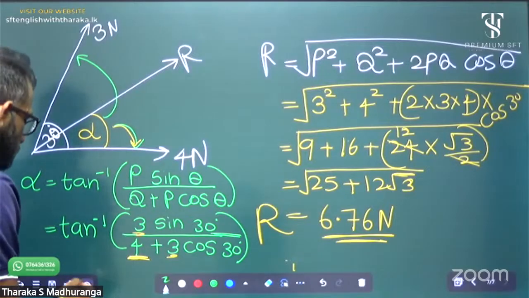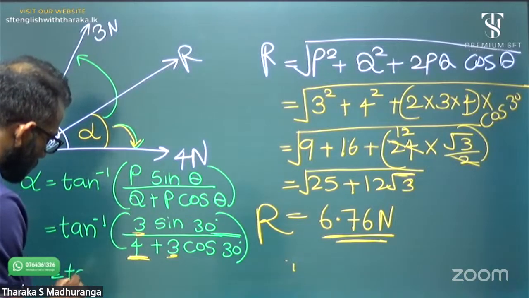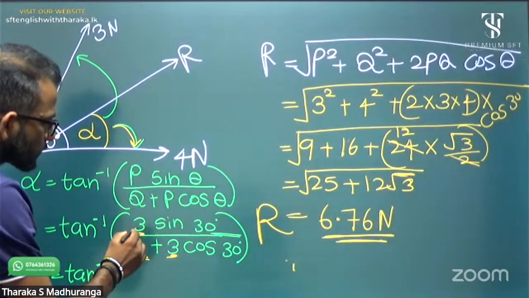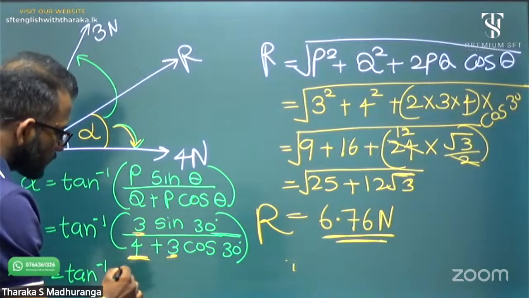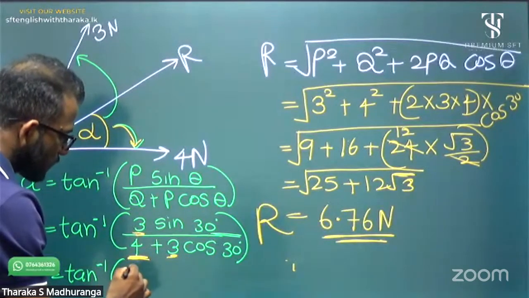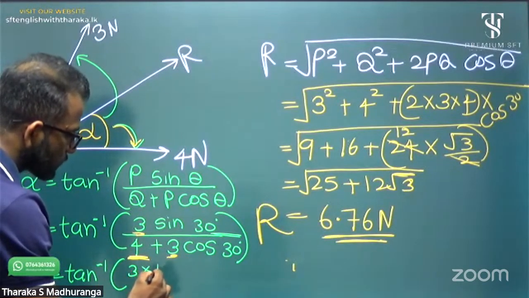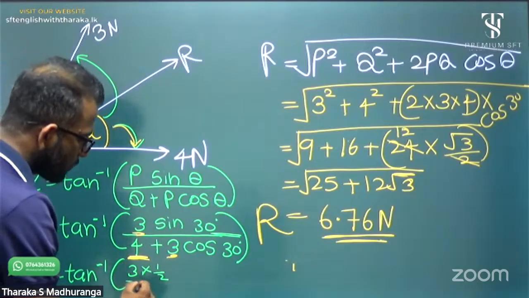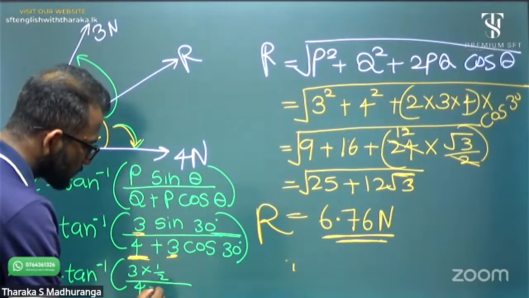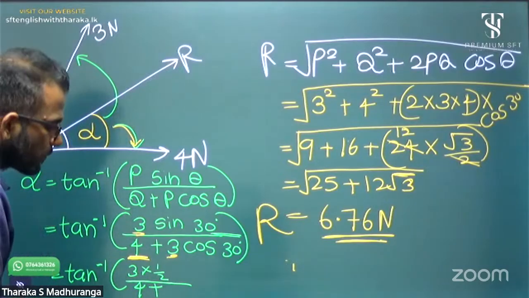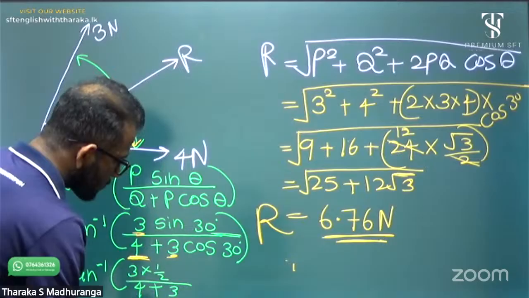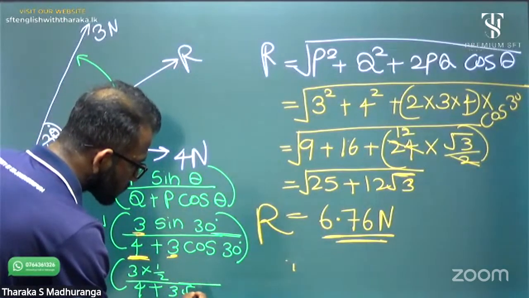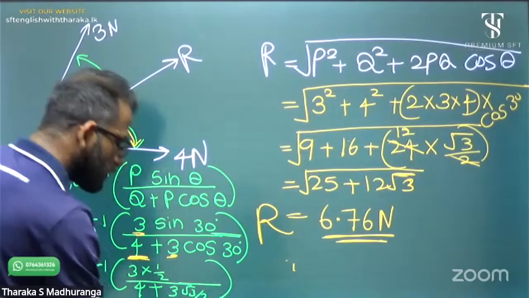Tan inverse of 3 sin 30. Sin 30 equals half, no? 3 sin 30 is half, or 0.5, divided by 4 plus 3 cos 30. 3 into cos 30, root 3 over 2.